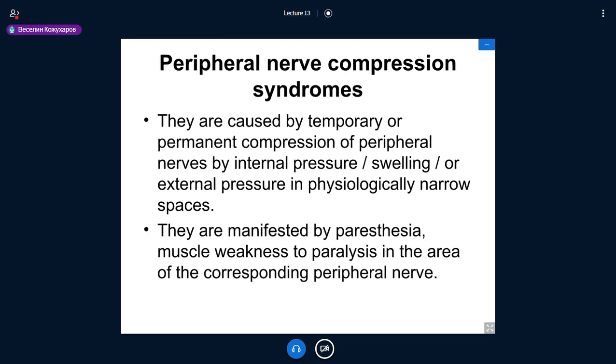There are several physiologically narrow spaces along the natural course of peripheral nerves. They are well known, and we have to look for them if we diagnose a peripheral nerve compression. Usually, nerve compression is manifested by paresthesia or muscle weakness, or even paralysis in the area corresponding to a certain peripheral nerve.